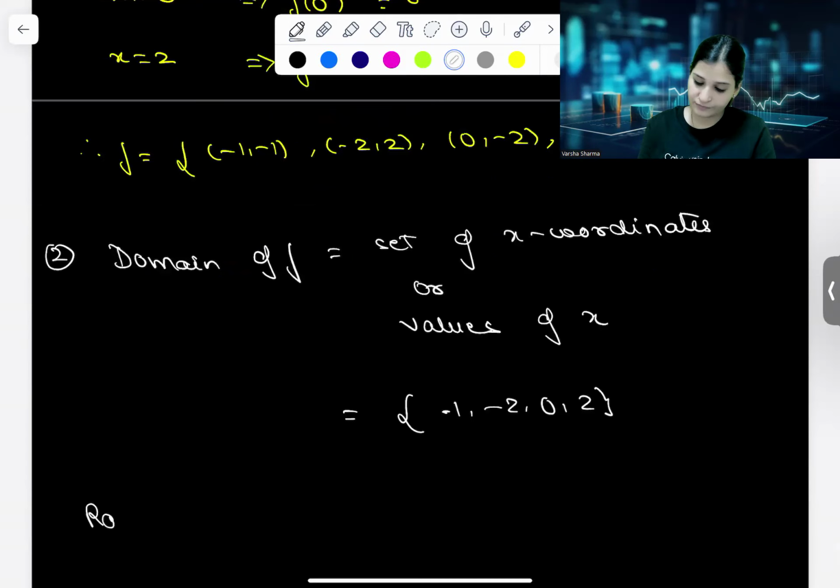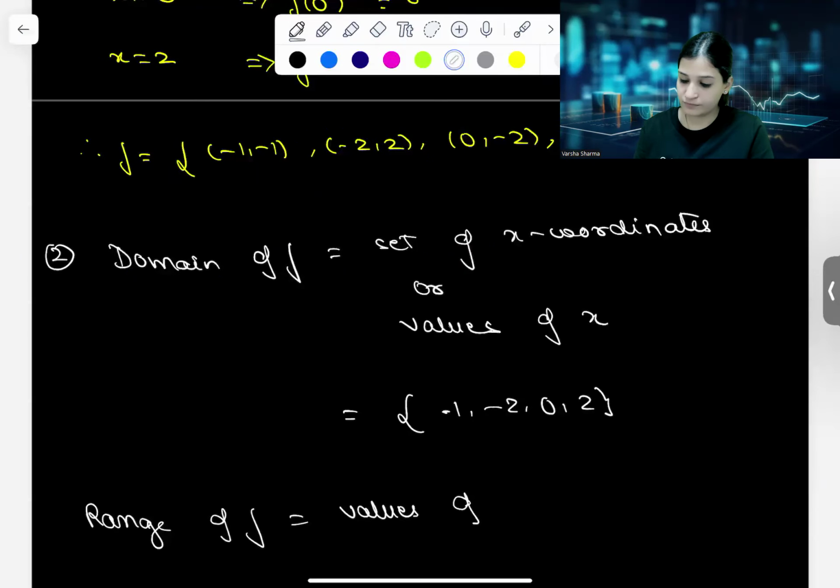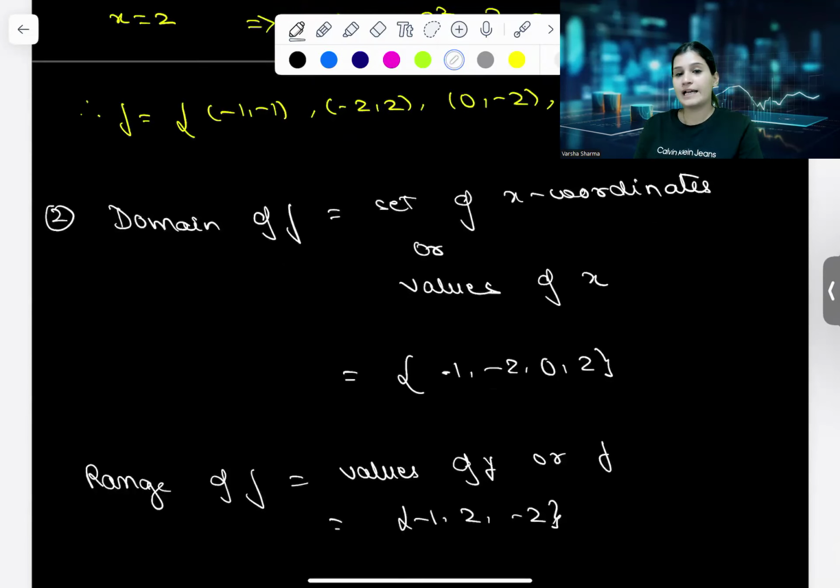Range of f. Range would be the values minus 1, 2, minus 2, 2. So minus 1, 2, minus 2. These three. You can't write 2 twice, no? Repetition is not allowed.